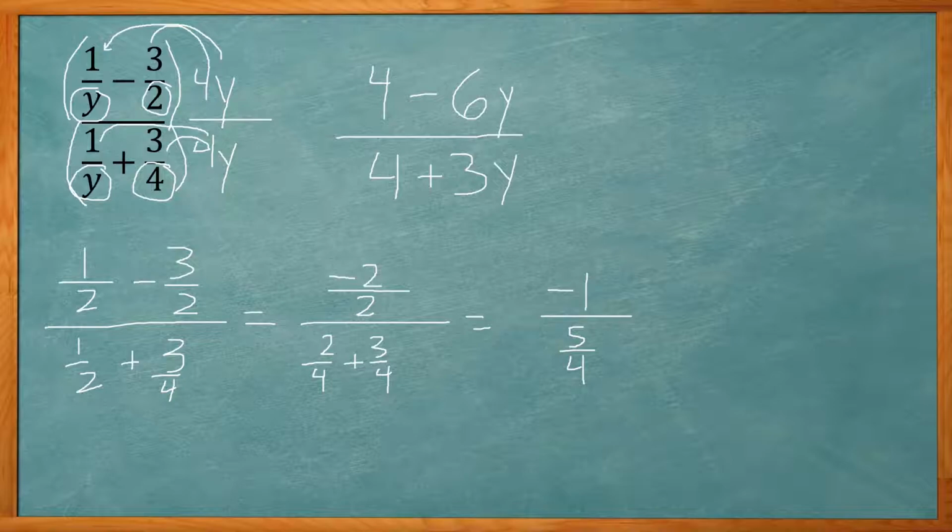When we have a fraction on the bottom, we're going to change it to a multiplication problem. So it's going to be negative 1 times the reciprocal, 4/5. So this comes out to negative 4/5.